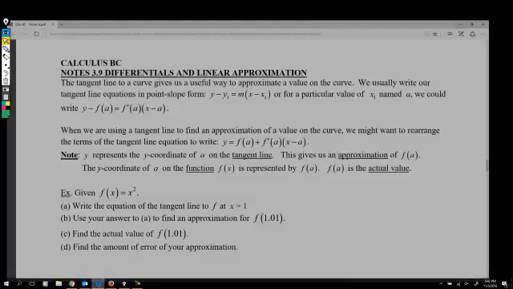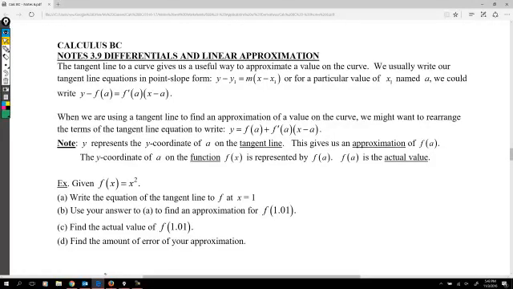So if we go to our notes, here they give us some things that we already know. So this should look pretty familiar to you. It's just a different way of writing our point slope form. Okay, so this is where we plug in the y value, this is the derivative, this is where we plug in our x value.